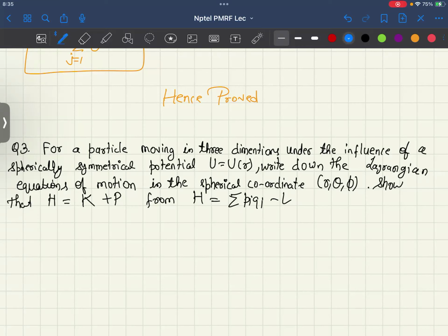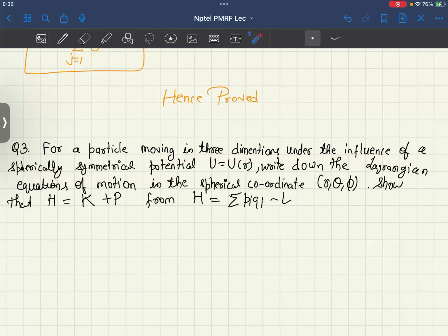Was anybody able to solve this new question? So let us first read the question. For a particle moving in 3 dimensions under the influence of a spherically symmetrical potential, which is of the form U equals U of r. Okay, so this has been given.